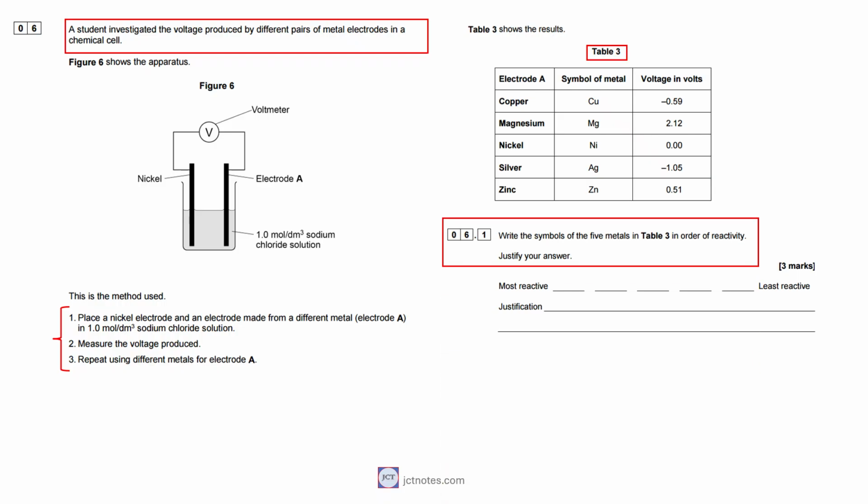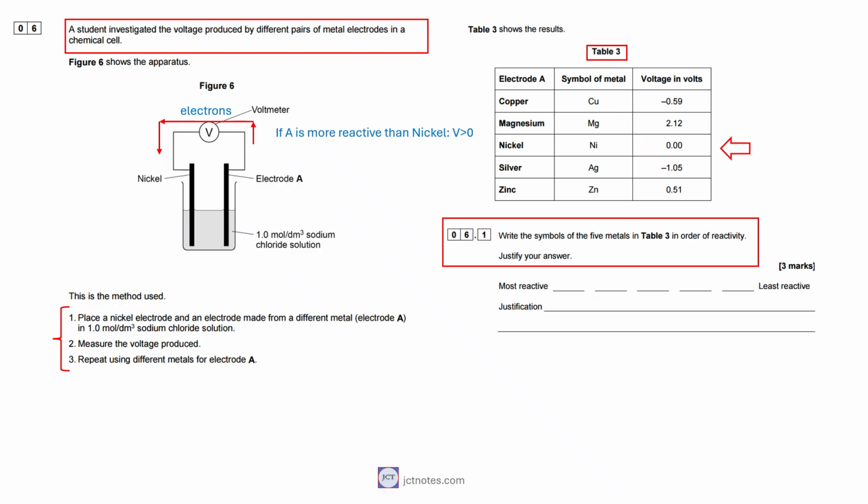A chemical cell produces a voltage because different metals have different tendencies to lose electrons. The further apart 2 metals are in the reactivity series, the greater the difference in their ability to lose electrons, and the larger the voltage produced. In this experiment, nickel is our fixed reference point, which is why the nickel versus nickel cell reads exactly 0.00 volts. Metals that are more reactive than nickel will push electrons away more strongly, giving us a positive voltage. The more reactive the metal, the higher that positive voltage will be.